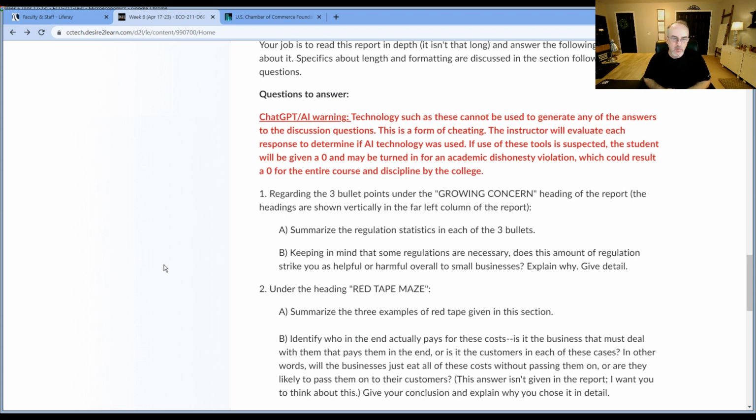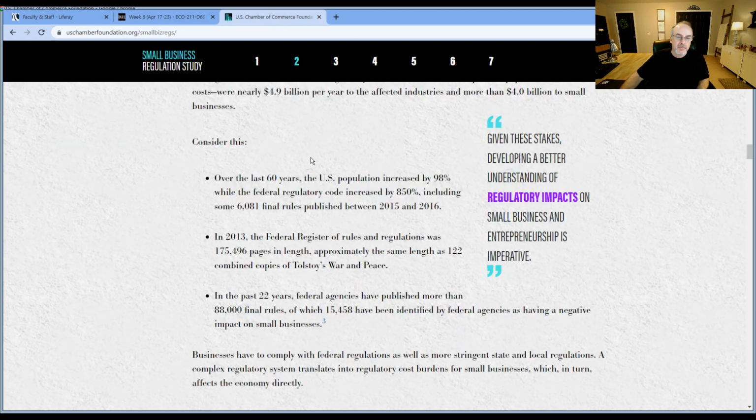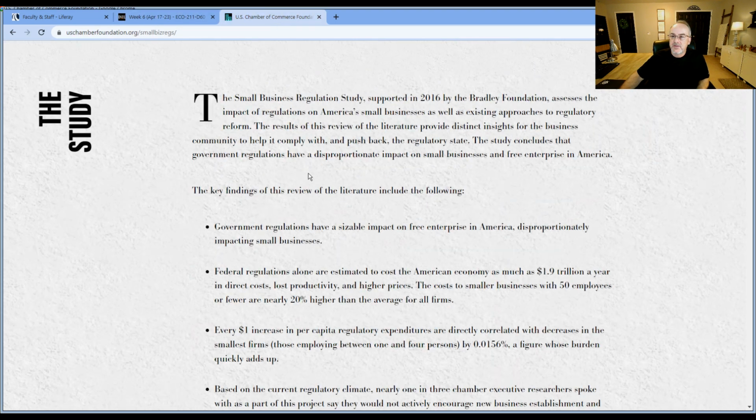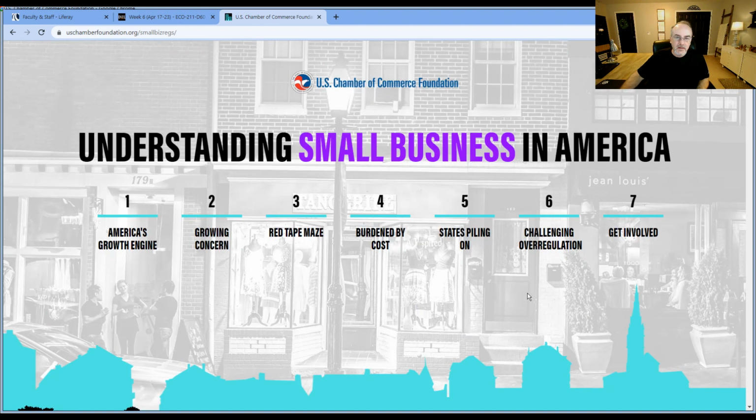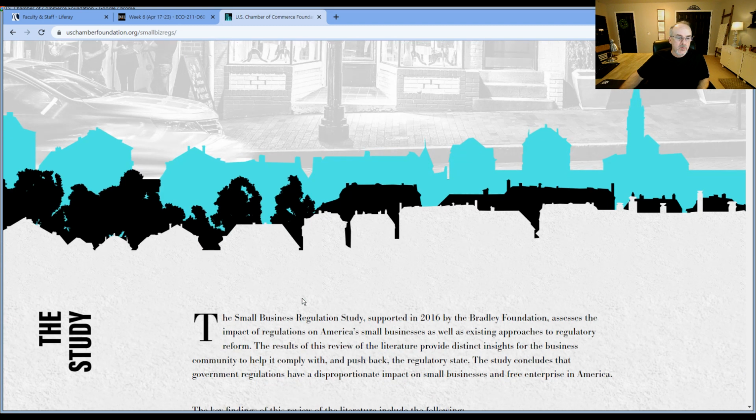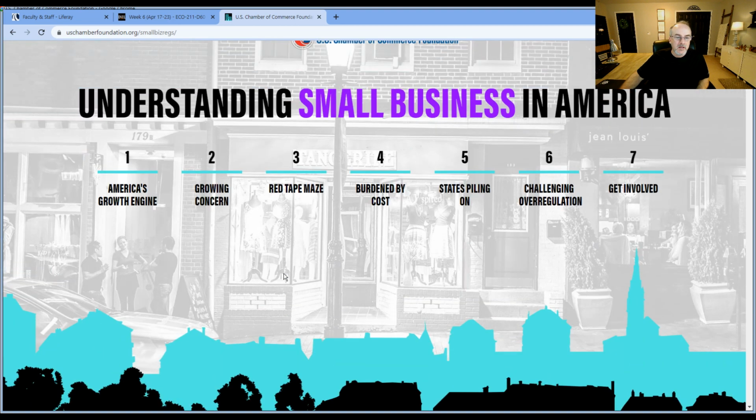Number 1. Regarding the 3 bullet points under the growing concern heading of the report, the headings are shown vertically in the far left column of the report. 1A, summarize the regulation statistics in each of the 3 bullets. So let's go look at it here. We'll go up to the top of this. This is the report here, U.S. Chamber of Commerce. That is the website. And you've got all of these different subheadings here. We can scroll down and see them, or we can click on them.